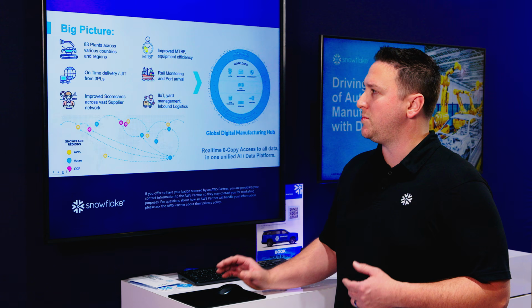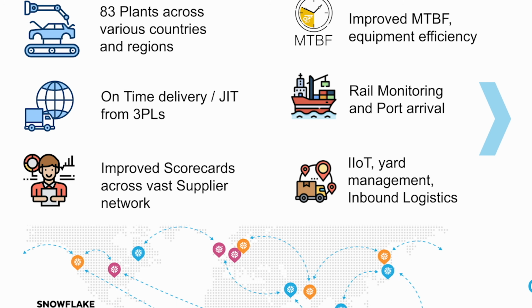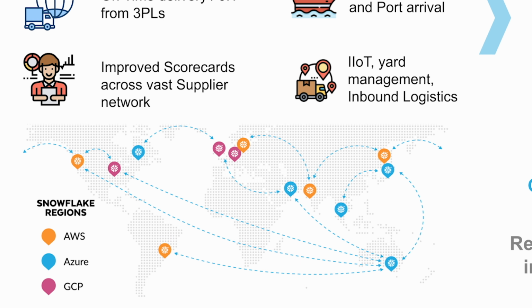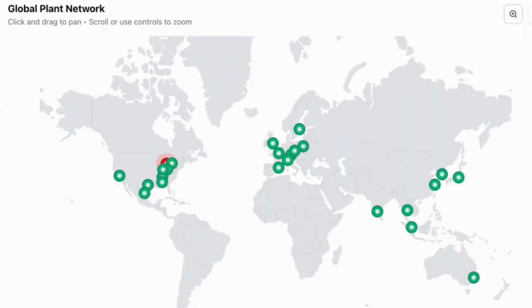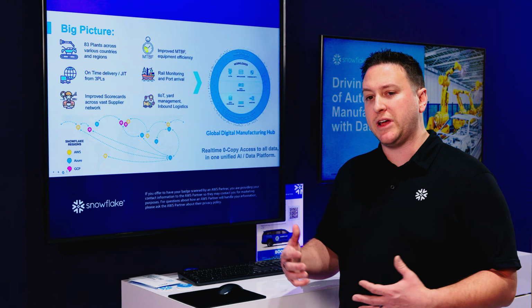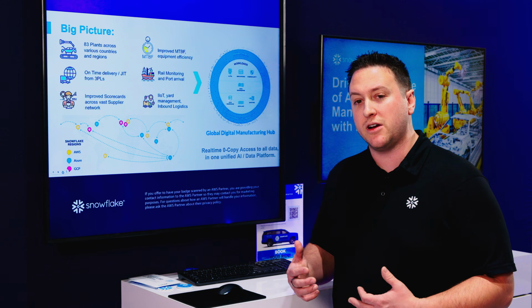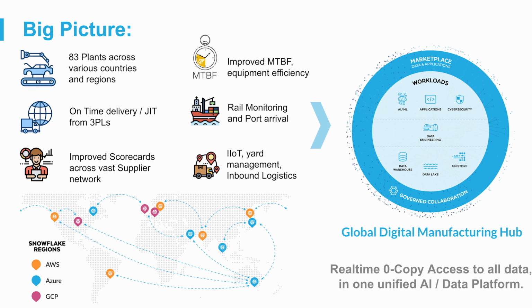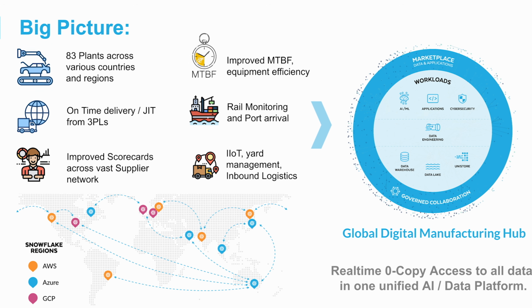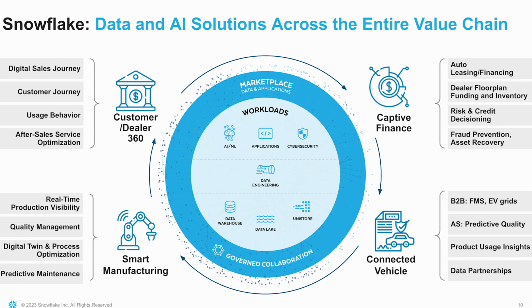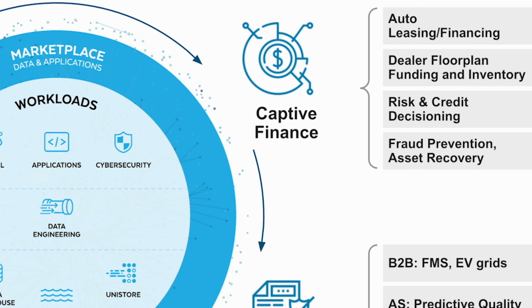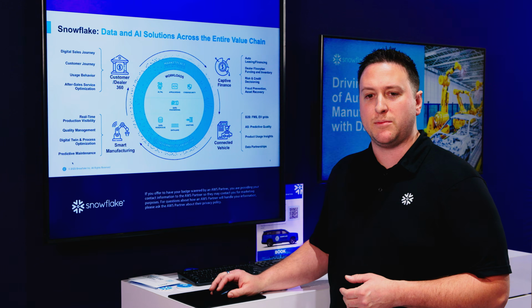Zooming out and looking at the big picture, most auto companies don't just have one line or even one plant, they have multiple plants around the world. Snowflake exists in multiple clouds and multiple regions, so think multiple plants around the world with different suppliers, third-party logistics companies. You have the ability to tie and associate all that data together in near real time. Zooming out even further, we provide and work with solutions at auto customers, so think customer 360, captive finance, connected vehicle, and of course smart manufacturing, to name a few.